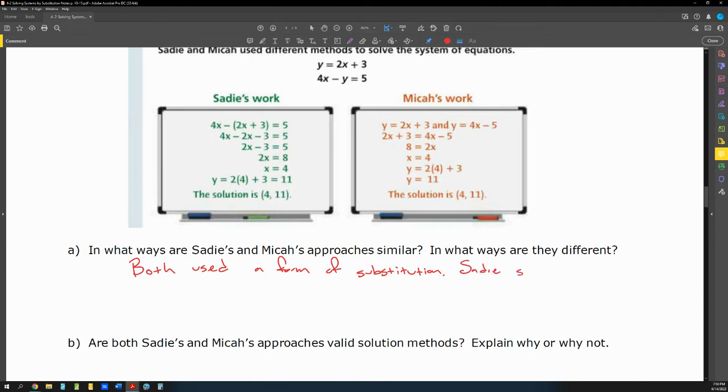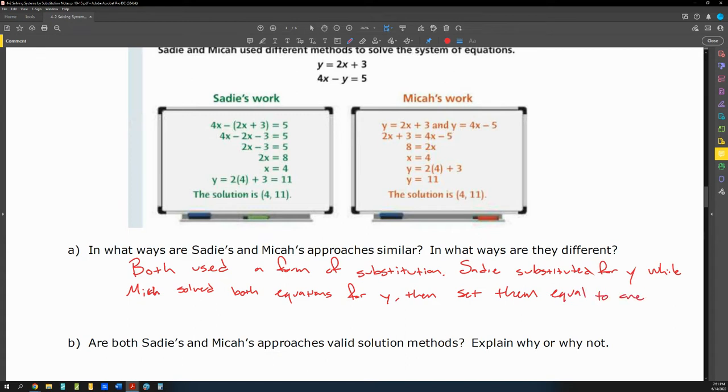So Sadie substituted for y, while Micah solved both equations for y, and then set them equal to one another. And this is a perfectly acceptable method or approach to solving systems of equations by substitution. So, depending on which method you prefer, you are absolutely welcome to use either of these methods.